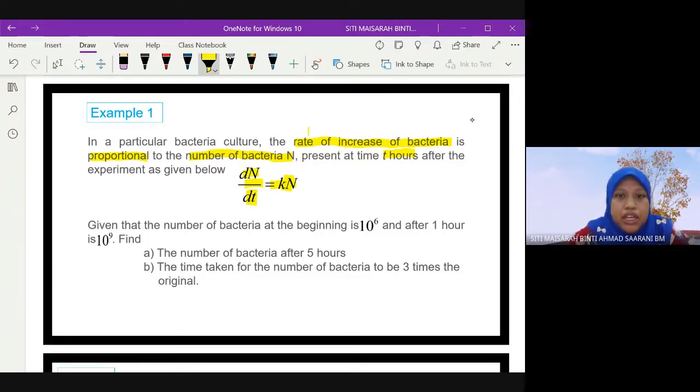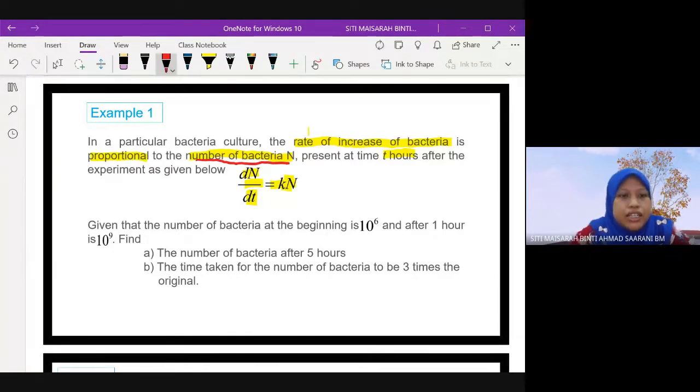So dalam case ni, N ini is represent as number of bacteria. So kat sini dia mention N is number of bacteria N. Okay. So jadi kat sini K ni adalah constant lah. T is time, T hours. Kita dah ada siap-siap dia punya differential equation.